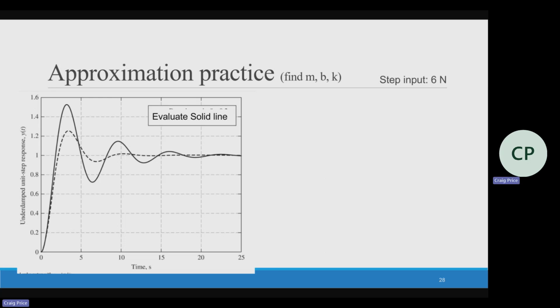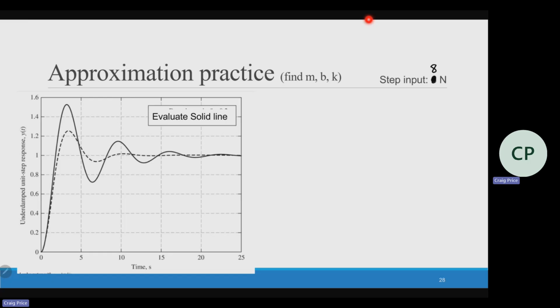Let's say that I've run a test or someone's run a test. We've got this graph here. We're just going to look at the solid line, not the dotted line. And we knew that the input was a step of 6 newtons. Actually, I'm going to change that. How about we'll just go 8. It'll still be okay. Let's say the input is 8 newtons.